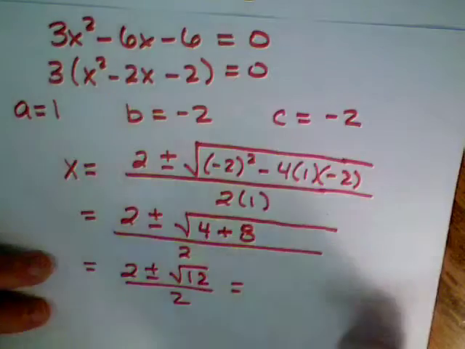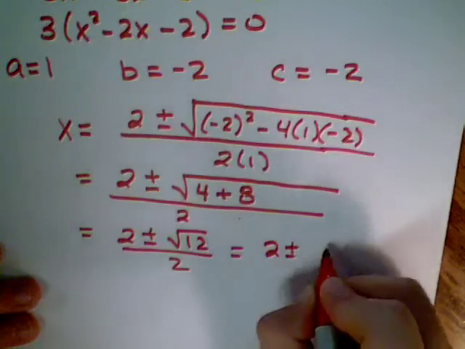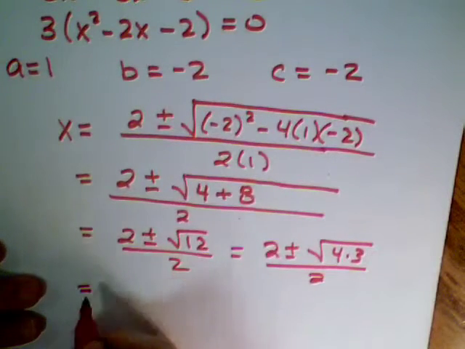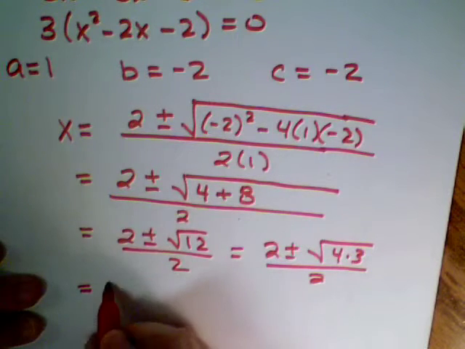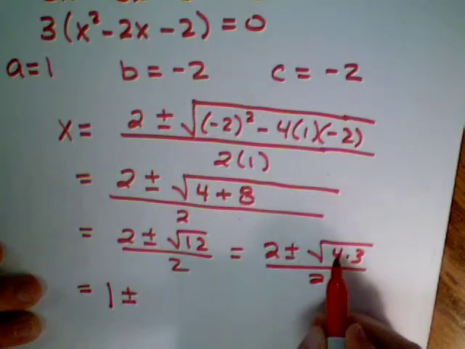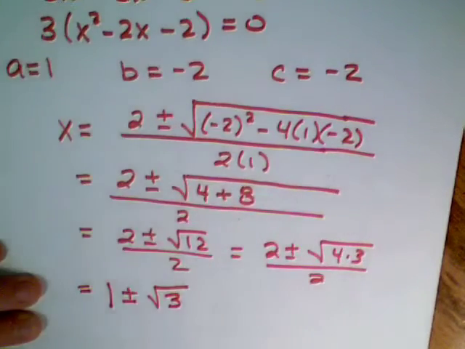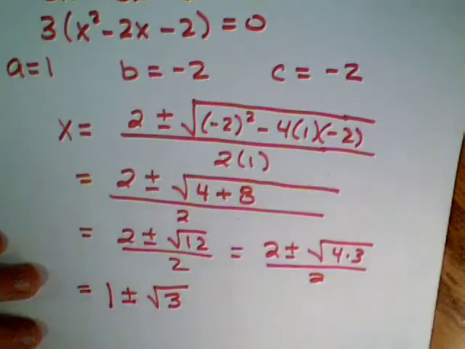And I notice there's a perfect square under the radical. Okay, and so I'm going to pull this apart. 2 over 2 is 1, plus or minus. The square root of 4 is 2, and the 2's cancel. And we're left with square root of 3. So there are 2 possible points of inflection.